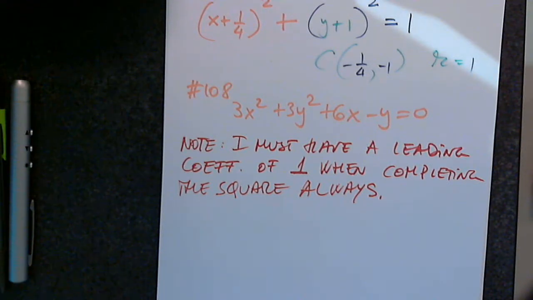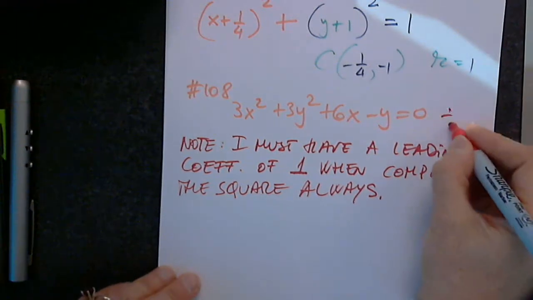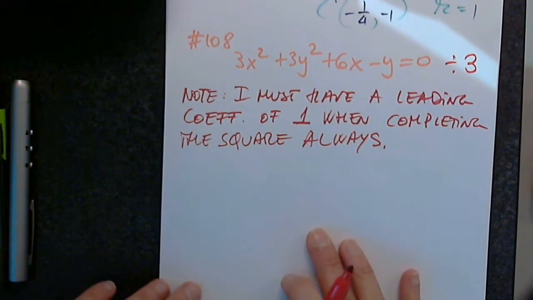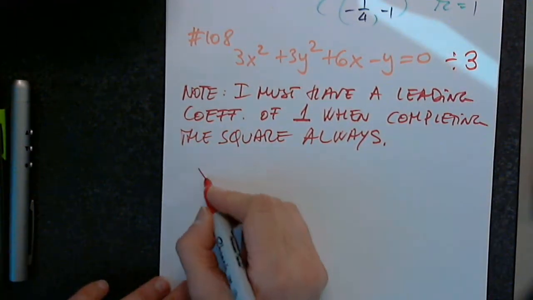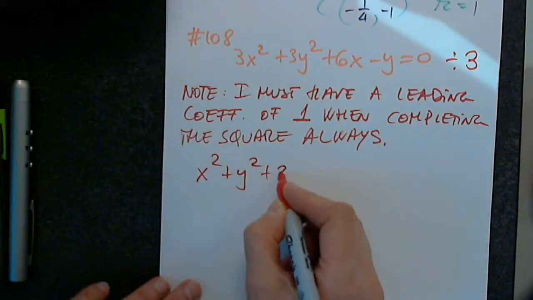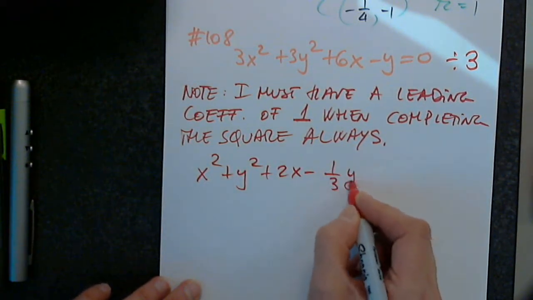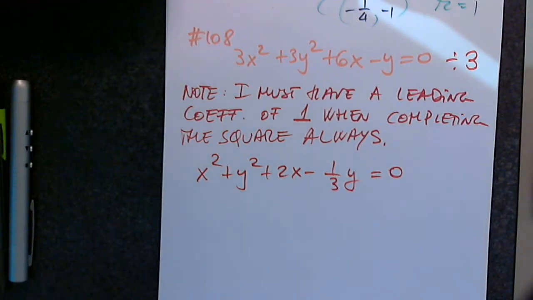That's backwards. Good. So then what do I have to do first? Divide by 3. Even more than that. Although 3 is not a common factor to all terms, I must divide by it in this case. Okay. So I will divide both sides by 3. So then I have x squared plus y squared plus 2x minus 1/3 y equals 0. I have no choice.